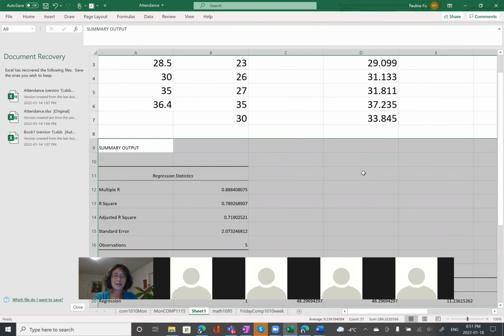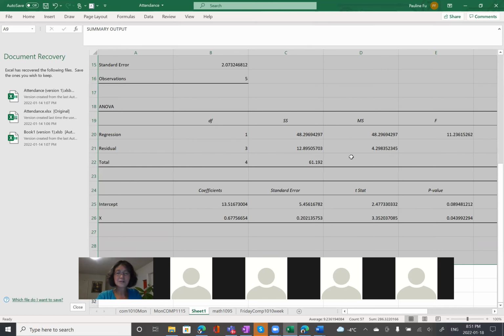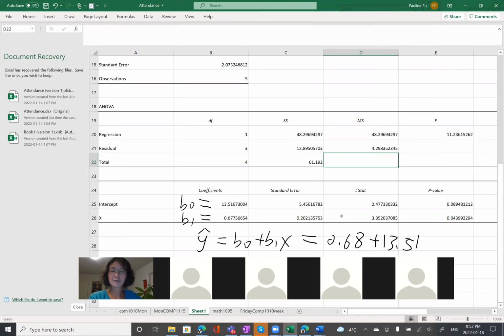So this is your regression analysis summary output. Where do you find the equation? Your equation is based on the intercept B0, 13.51, and the slope B1, 0.6775. Based on these two numbers, you write down the equation y hat equals B0 plus B1 x. Plug in B0 and B1: y hat equals 13.516 plus 0.68x. That is your equation based on Excel. Okay, any questions?